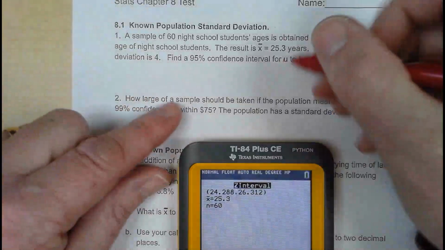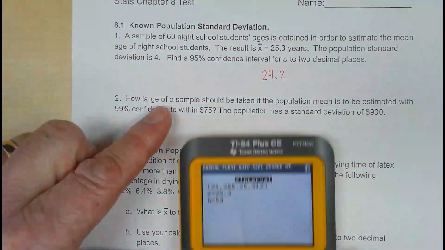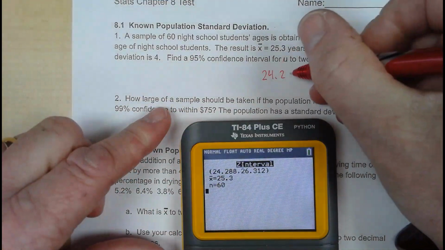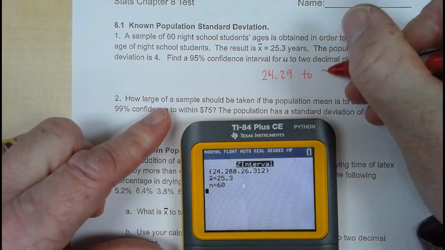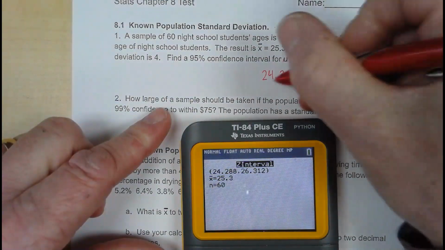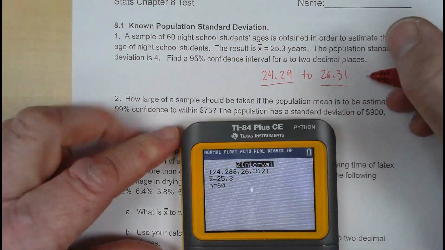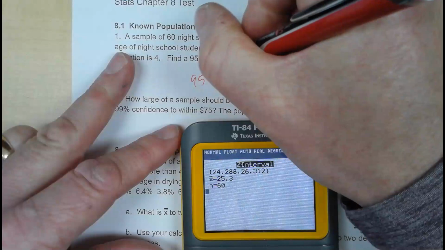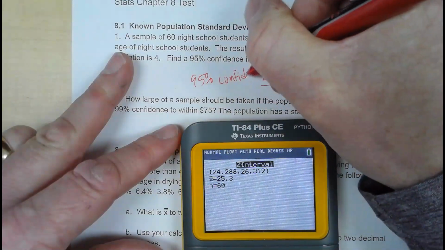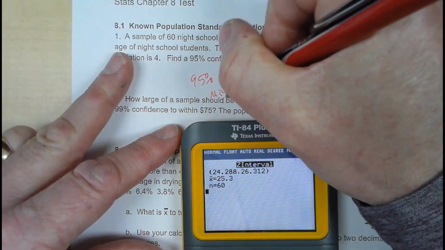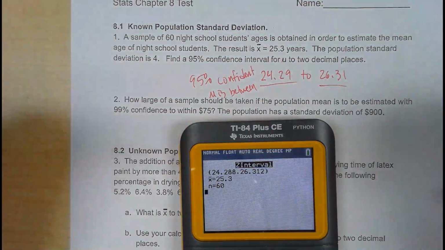So we get 24.288, 289 to 26.31. That's my confidence interval. That mu is between these two. So I'm 95% confident mu is between these two numbers. That's it.